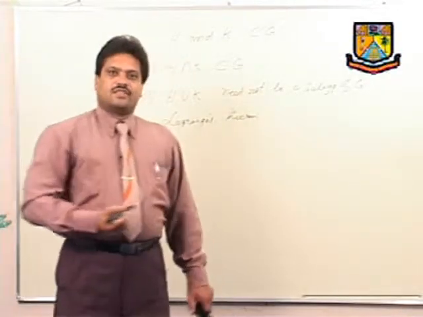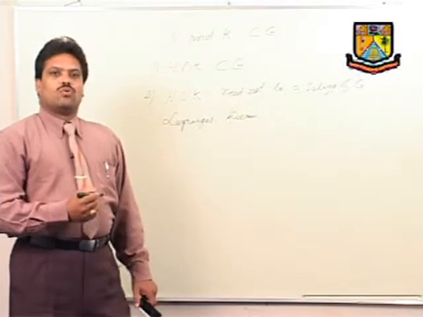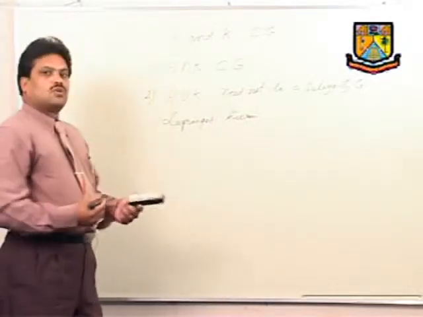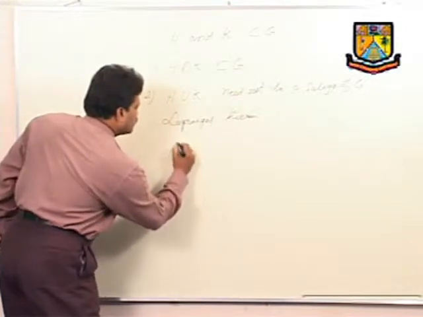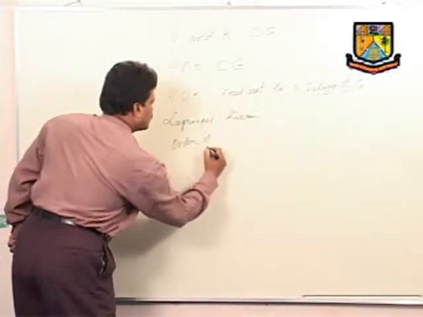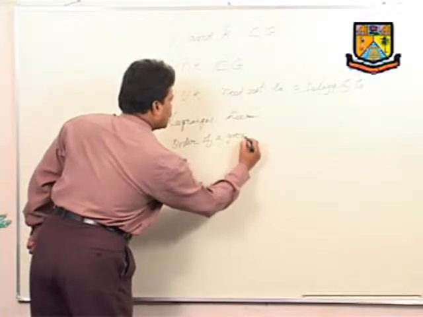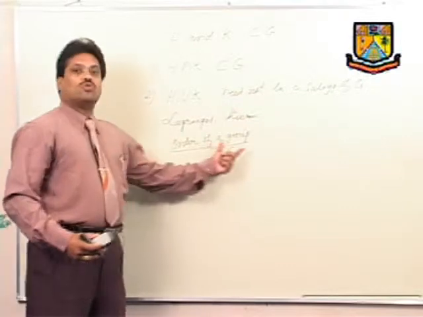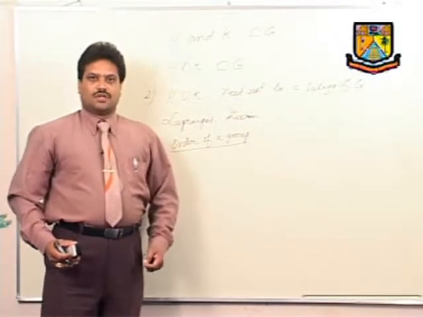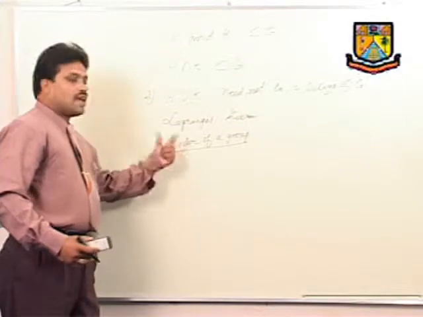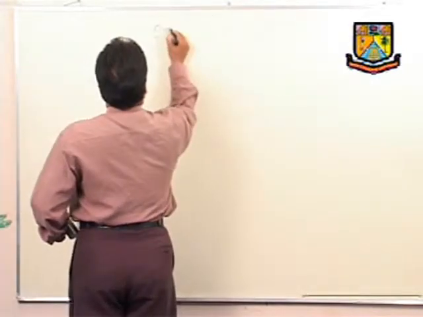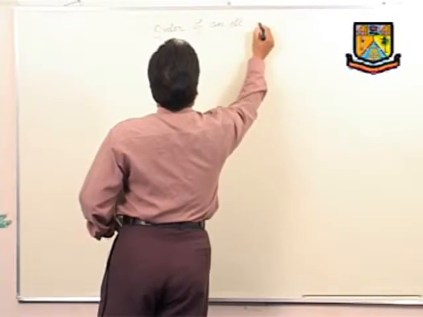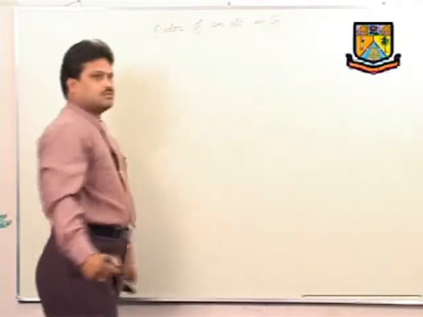Before stating Lagrange's theorem, you should know what is the order of an element as well as the order of a group. The first one is order of a group. The number of elements of a group is called the order of a group. And the next one is order of an element in a group.